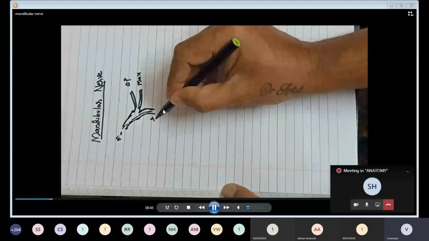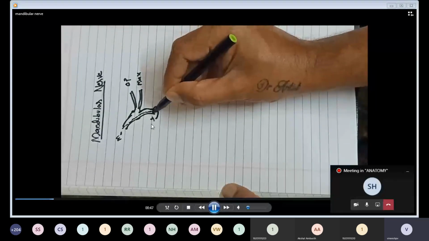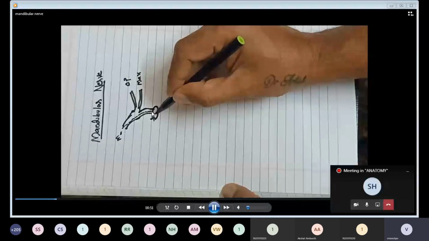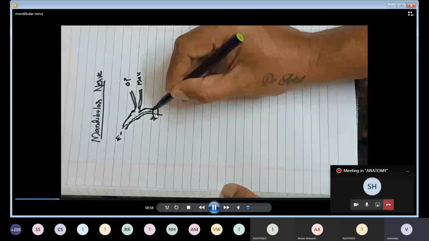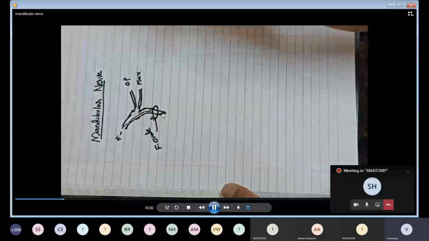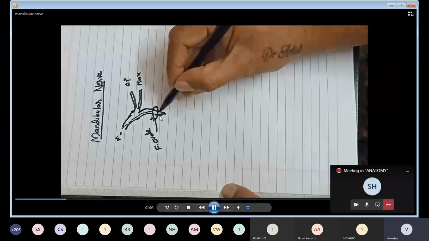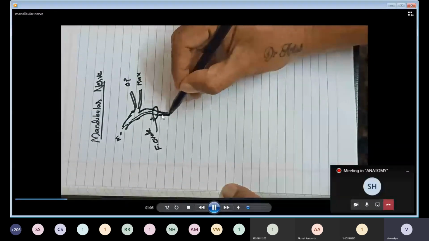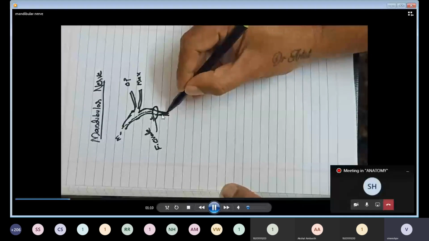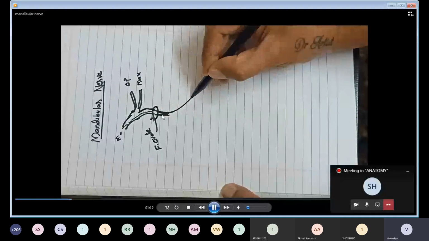Here what I'm drawing now is the foramen ovale. Up to the foramen ovale, both roots are separate. They enter the foramen and come out of the foramen, and there they join as a single trunk. This is the foramen ovale. When you draw the diagram, please keep it vertical and draw. In this video, it is horizontal.